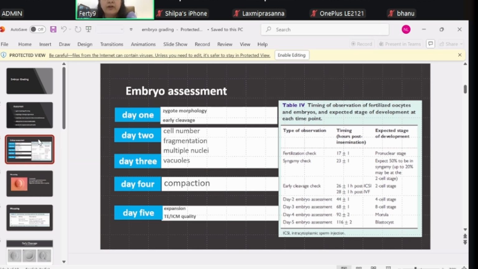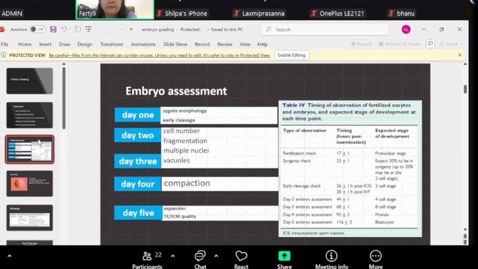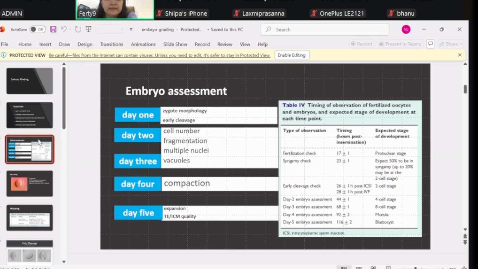Day 1 we call zygote morphology or early cleavage. Day 2, cell number, then we see the fragmentation and multiple nuclei, vacuoles. Even in day 3 we see all these parameters. Day 4 we clearly see embryo compaction. Day 5, that is expansion, we observe trophectoderm and inner cell mass quality.